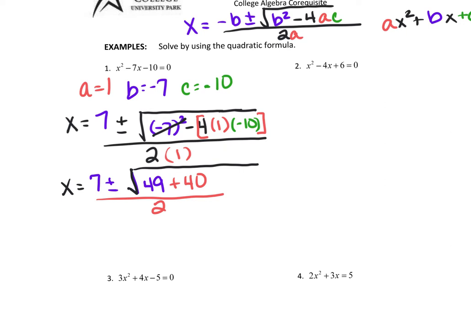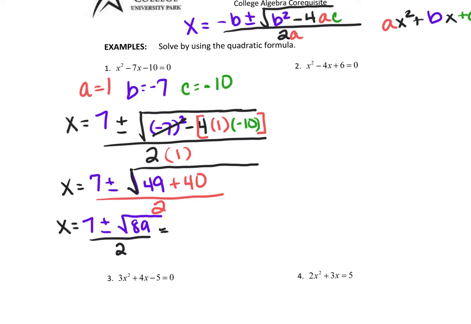So now we can clean this up even further. x is equal to 7 plus or minus the square root of 49 plus 40, which is 89, divided by 2. So your next step is to try to simplify this if it can be simplified. What I mean by that is you're going to try to find factors of 89 that are perfect squares. In this case, there are no factors of 89 that are perfect squares, so your solutions are simplified.